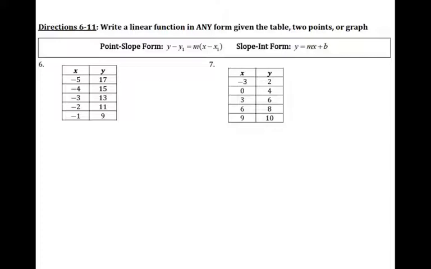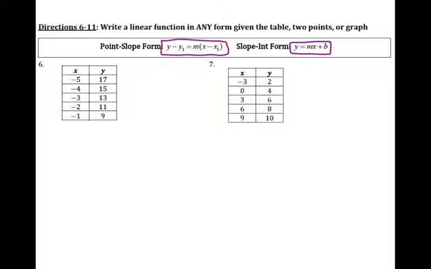Next up, writing equations. It says write a linear function in any form given the table, 2 points, or a graph. So I have 2 forms to choose from. I have point-slope form, which is this right here, and slope-intercept form. It says you can use any form.